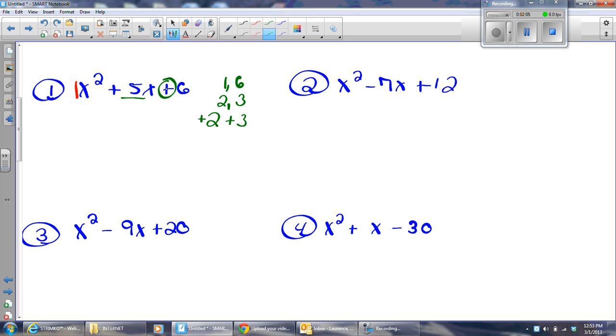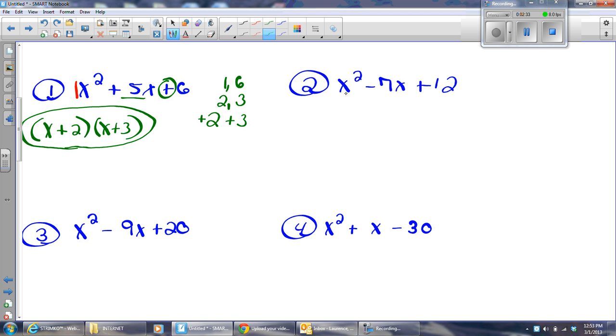Remember, because the last term is positive, I'm going to add 2 of the factors of 6 to get the middle coefficient. Watch how simply this factors. X plus 2 as a quantity and x plus 3 as a quantity. If you weren't sure if you did it right, you could FOIL, use the little f word, check your work. You should get x squared plus 5x plus 6. Okay, I know it looks super easy, and it really is. When a lead coefficient's 1, it's pretty simple.